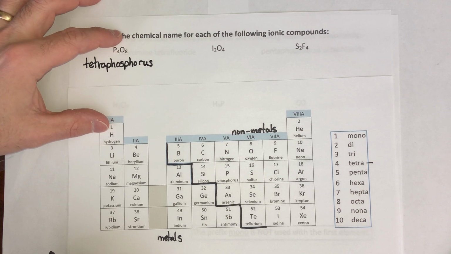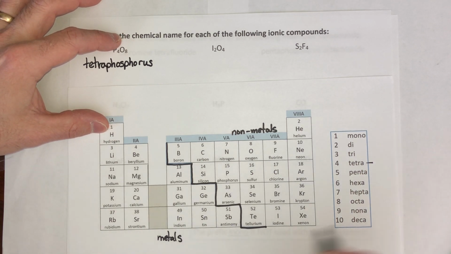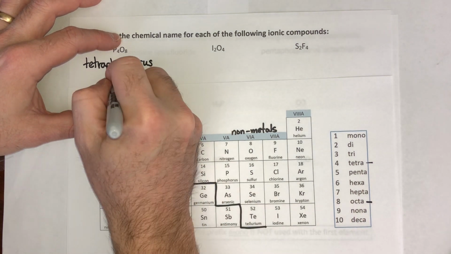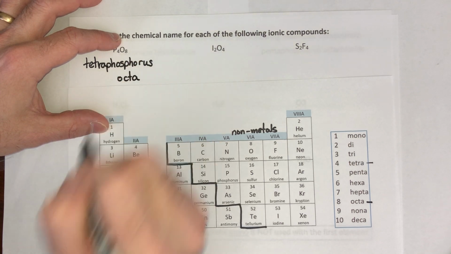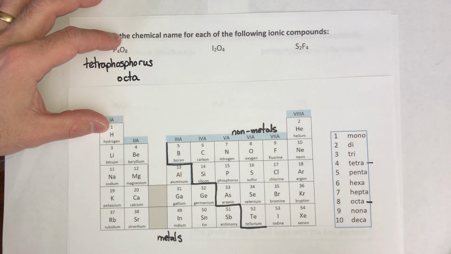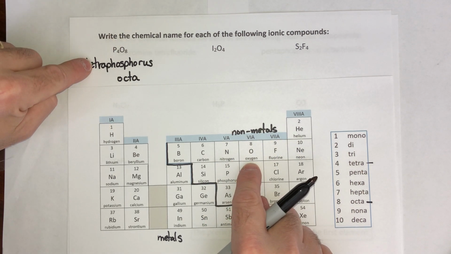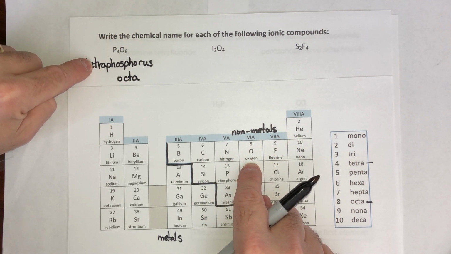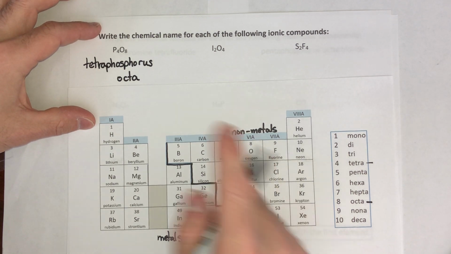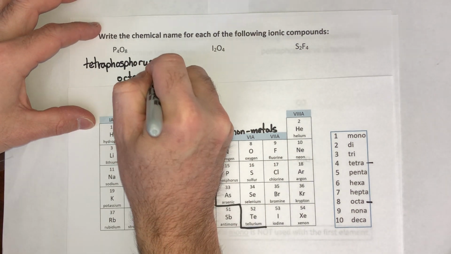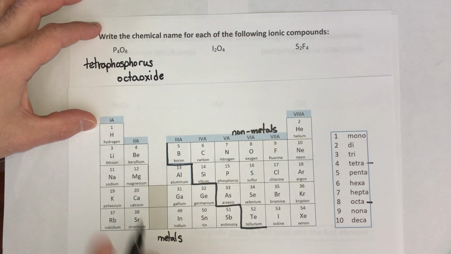Okay, let's do the second element. There's 8 of them. The prefix for 8 is octa. So this is octa. And O is the symbol for oxygen. Now the first element did not change its name, but the second one does. So it won't be oxygen, it'll be oxide. So tetraphosphorus octaoxide.